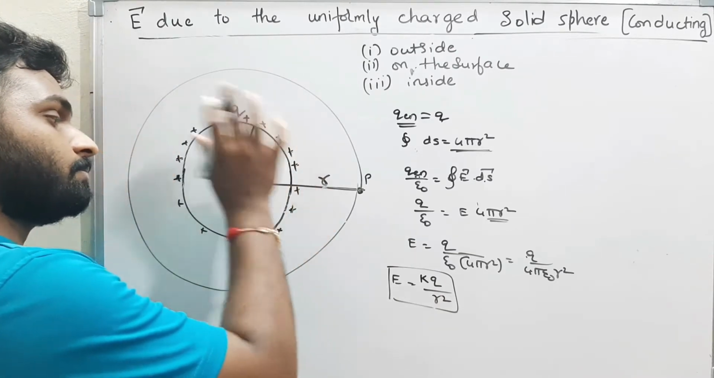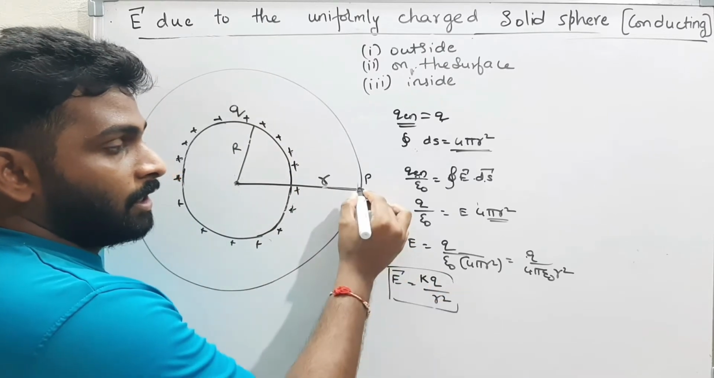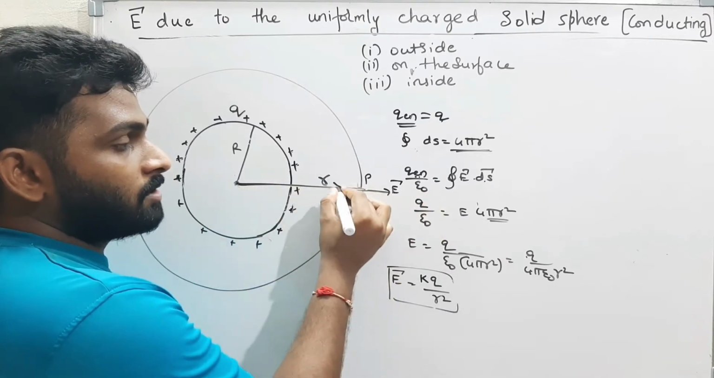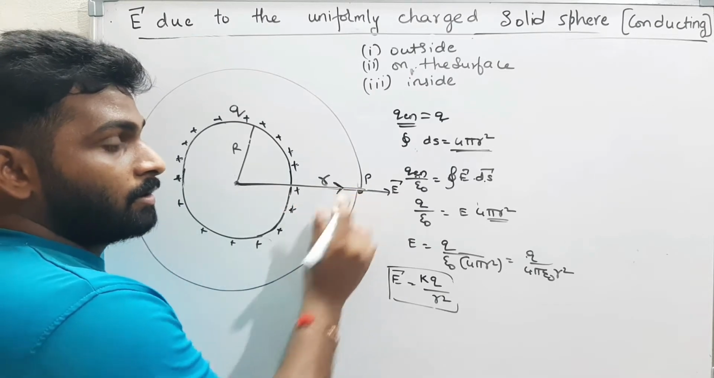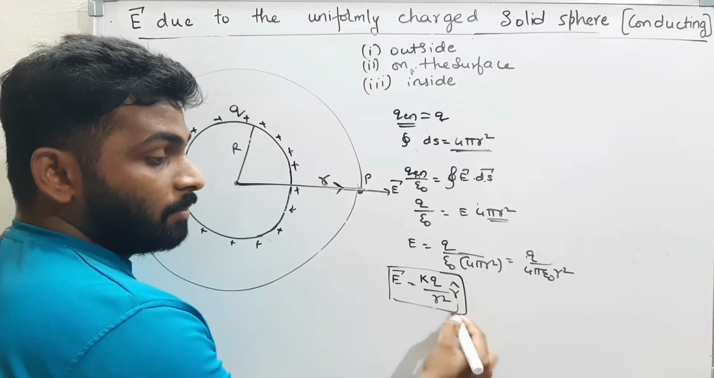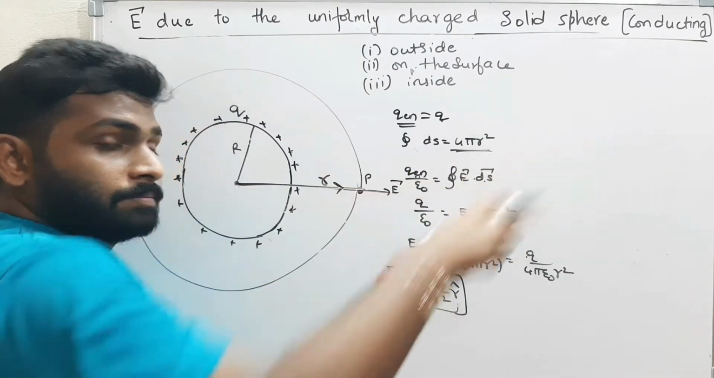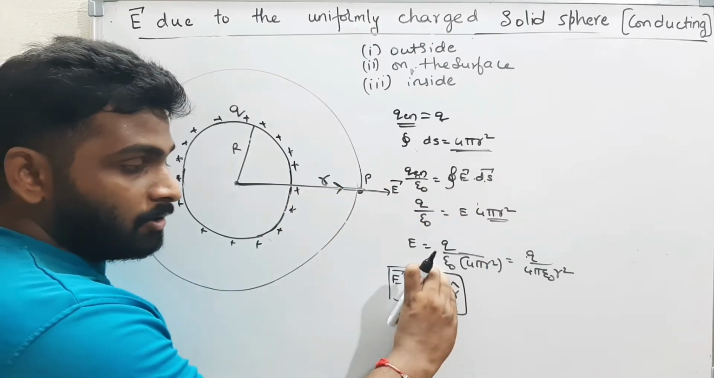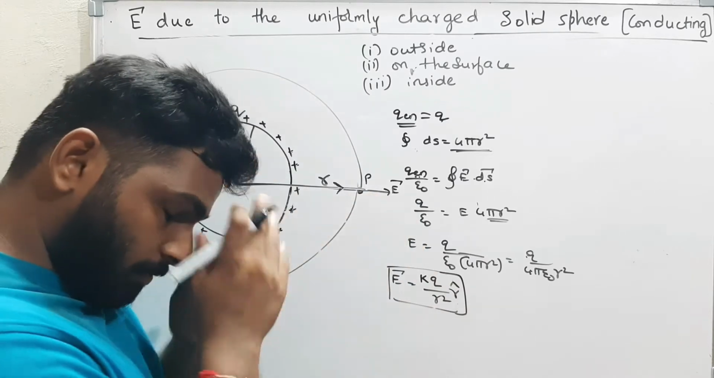Okay, I got the electric field. It is a vector, right? What is the direction? The electric field will be in the direction of r bar, the position vector joining the center to the point P. So the direction is simply r cap, where r cap is a unit vector along this r bar. This is the magnitude, and when I multiply by r cap, I will get the direction of the electric field.